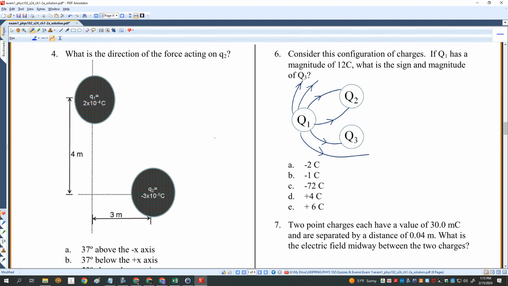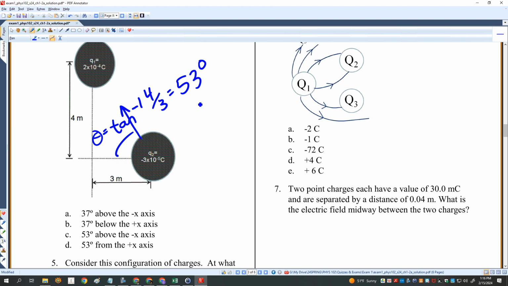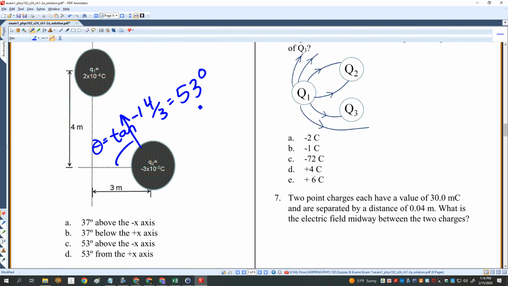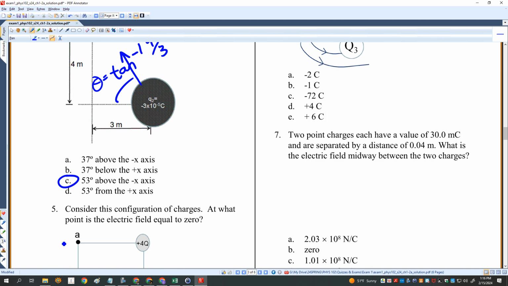What is the direction of the force acting on Q2? Well, that force is acting up and in this direction. Let's figure out what this angle is. So it's 53 degrees above the negative x-axis. Yep, that's the right answer, C.